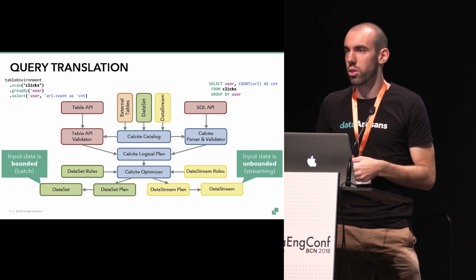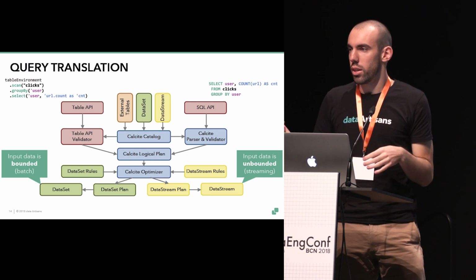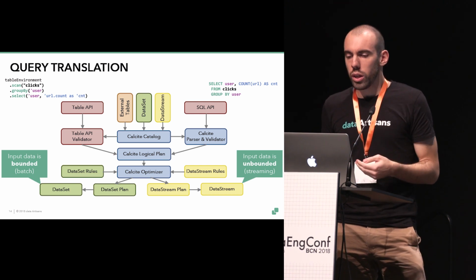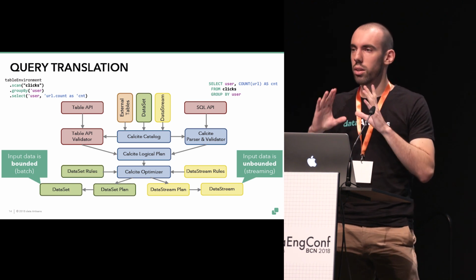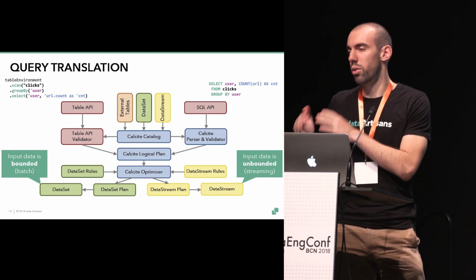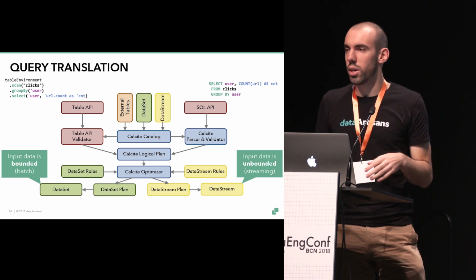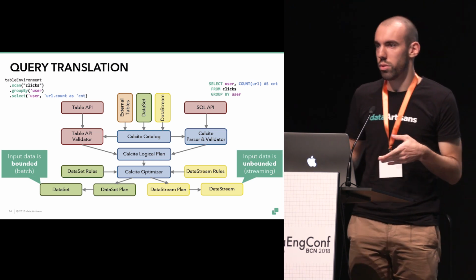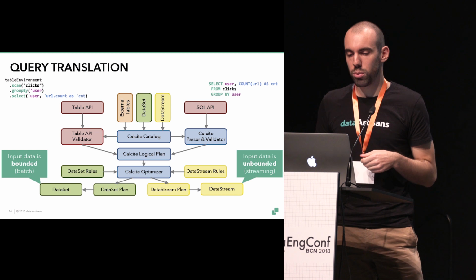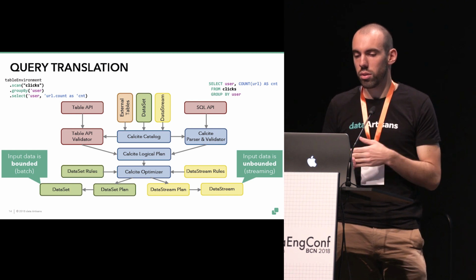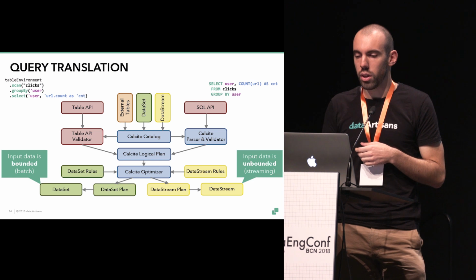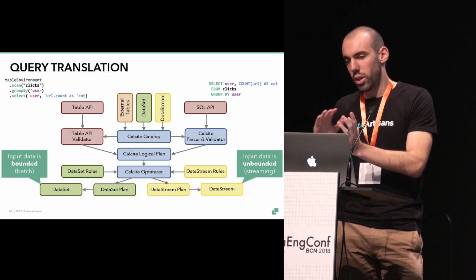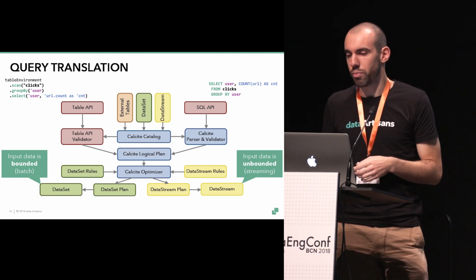You as a user, you can register external tables, you can register data stream programs or data set programs in Calcite's catalog, and then we insert rules to compile your query down either into the batch part or into the streaming part. So the data set API is the batch part of Apache Flink, if you did not know that. Because Flink is a stream processor, but also a very nice batch processor. And you can run batch queries on Flink as well, if the data is bounded. And if the data is unbounded, then we compile it into a data stream program.